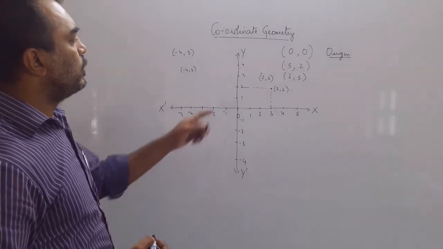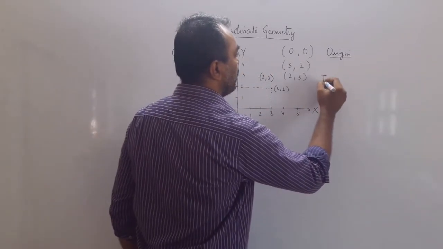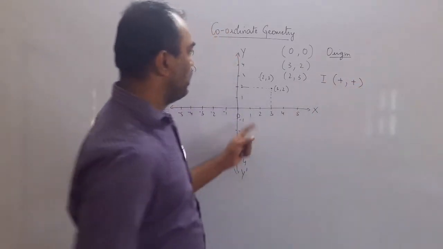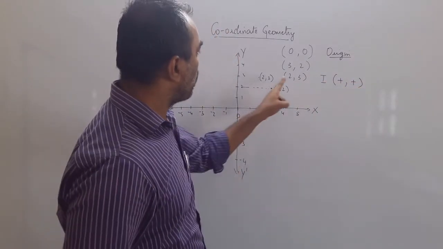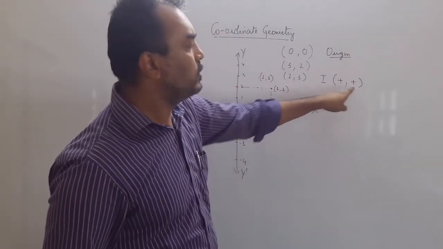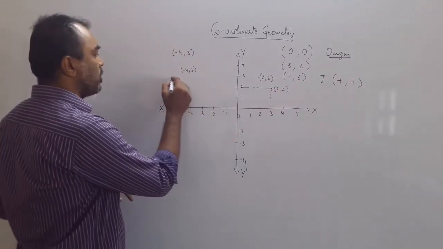What can you observe? You can observe that in the first quadrant, we'll call this the first quadrant, both the coordinates are positive. Means we go to the right, so the coordinate is positive. We go to the top, so the coordinate is positive. So in the first quadrant, both the coordinates are positive. This is the second quadrant.